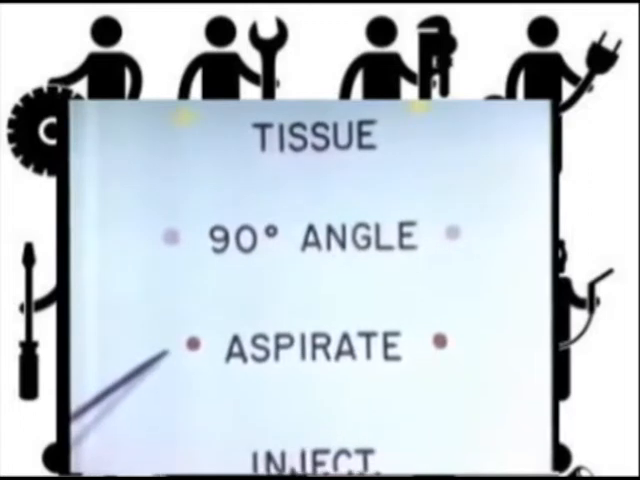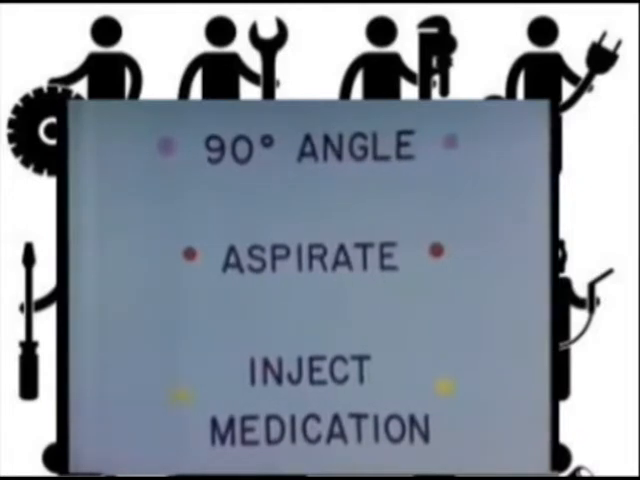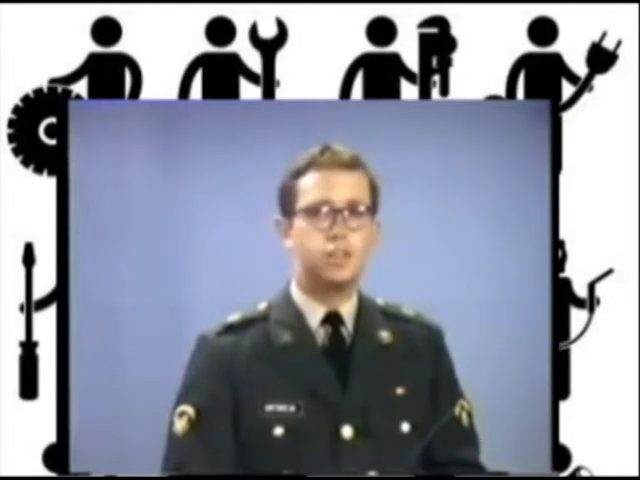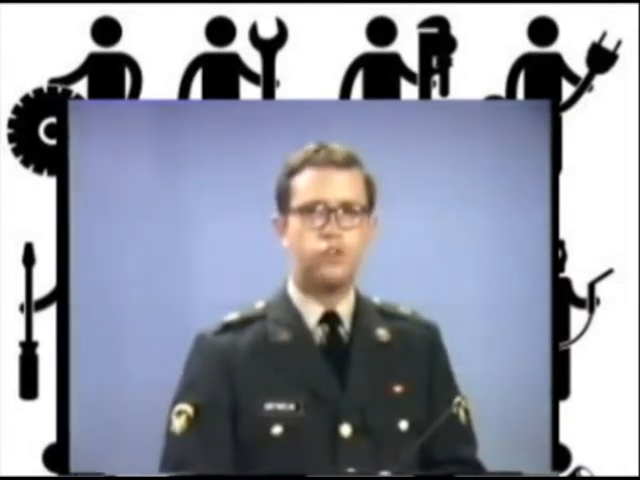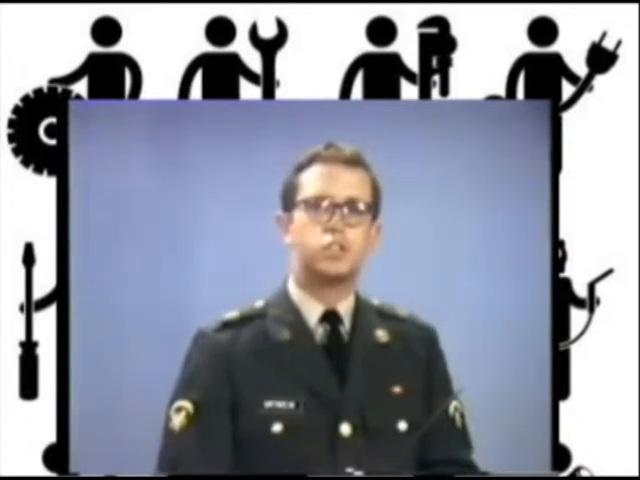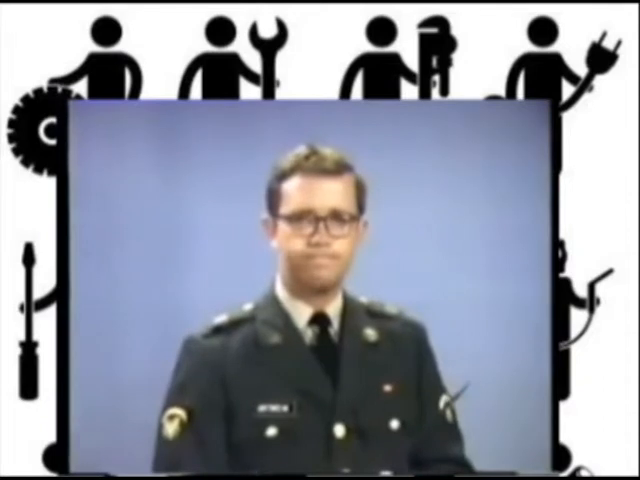Fourth, aspirate by pulling on the plunger. This is done to make sure the needle point is not in a blood vessel. If blood appears in the syringe, do not give the medication. Withdraw and apply direct pressure with the alcohol sponge and start the entire procedure again with another sterile setup.